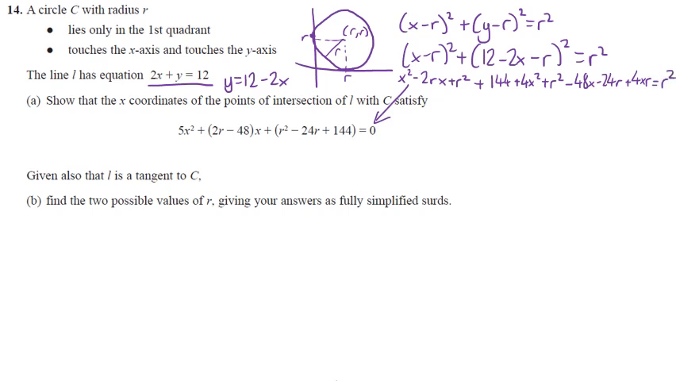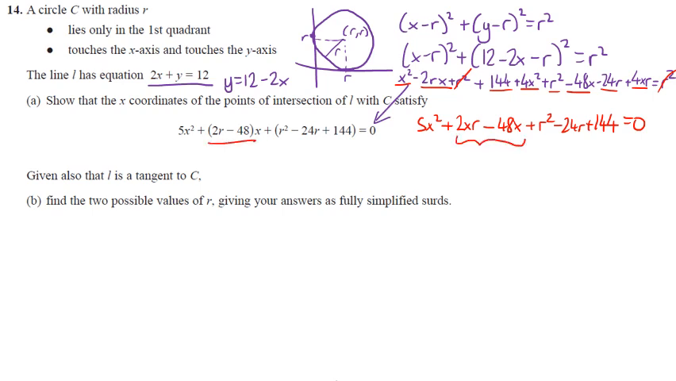So what simplifications can we make? Well, let's cancel out an r squared here and here. We've got x squared and we've got 4x squared, so that's 5x squared. We've got minus 2rx and 4xr, so that's plus 2xr. We've got a minus 48x, and then the other terms don't involve x, so we've got r squared minus 24r plus 144. And then if you just factorize these two terms, you get what we're after.